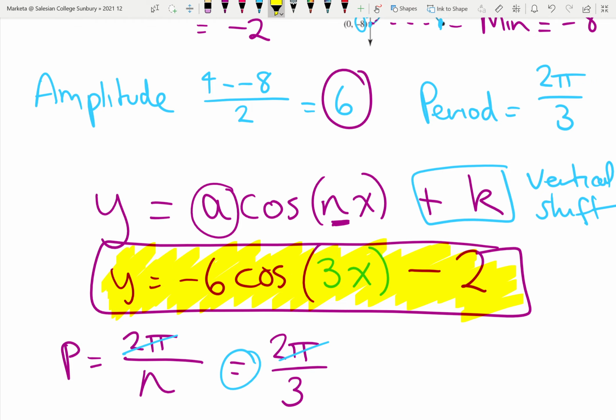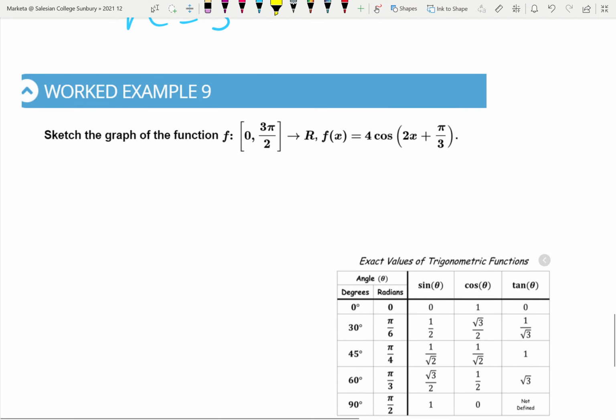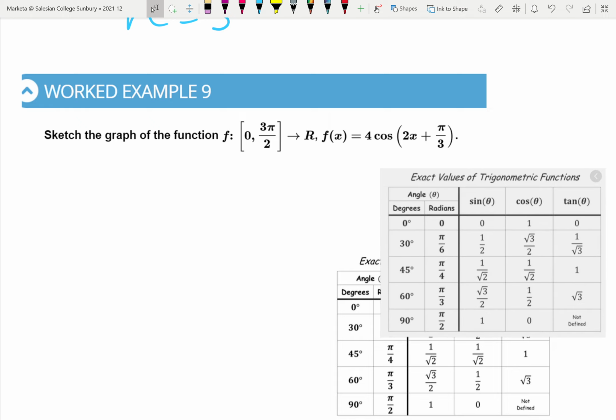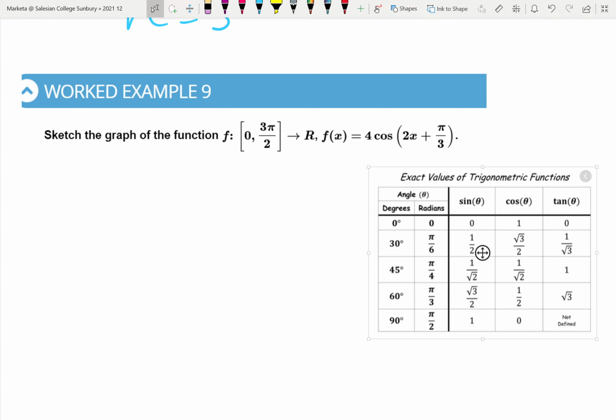All right, let's move forward. Okay, so now we get to one that's a little bit more intense, and we need to find x-intercepts for this one, no doubt. So let's see how it goes.